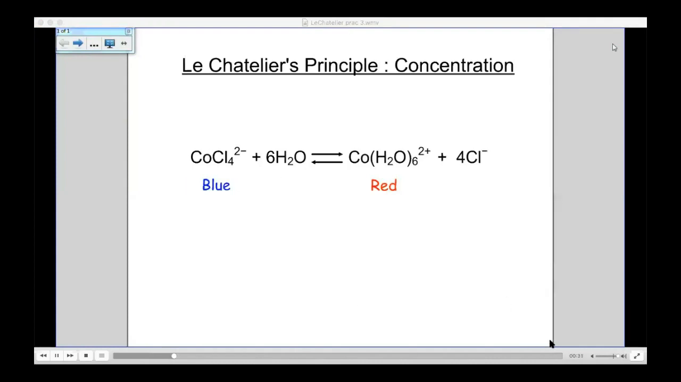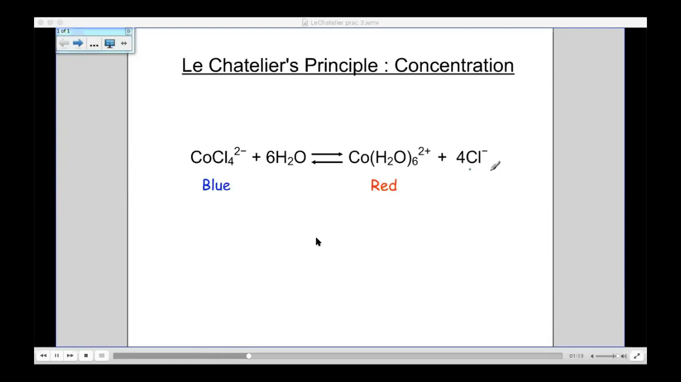the solution is red. Now, when we add hydrochloric acid, and we know that hydrochloric acid is made of H+ and Cl- ions when it is in solution, so when we add HCl, actually what we are doing is adding Cl- ions in solution. And we know, according to Le Chatelier's principle, that if we increase the concentration of a substance, like in this case Cl- ions, then the equilibrium must do the opposite and try to reduce the stress.